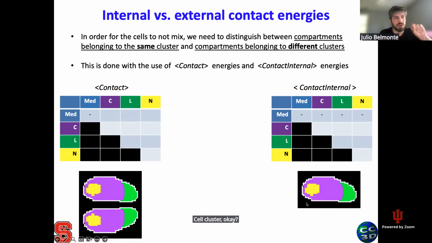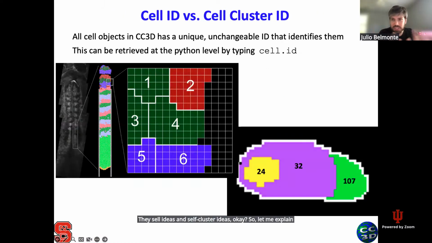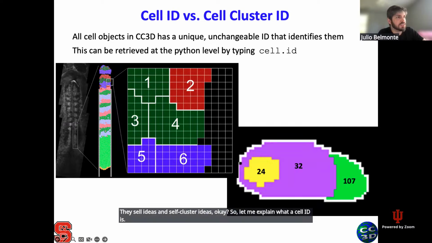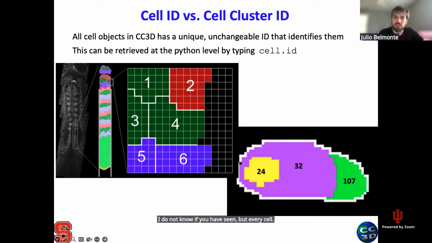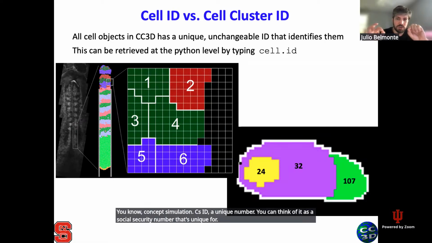How does CompuCell know when a compartment belongs to one cell or to the other? Let me just skip my slides here and tell you that this is done using the idea of cell IDs and cell cluster IDs, okay? So let me explain what the cell ID is. I do not know if you have seen, but every cell in a CompuCell simulation has an ID, a unique number. You can think of it as a social security number that's unique for each one of you, okay?